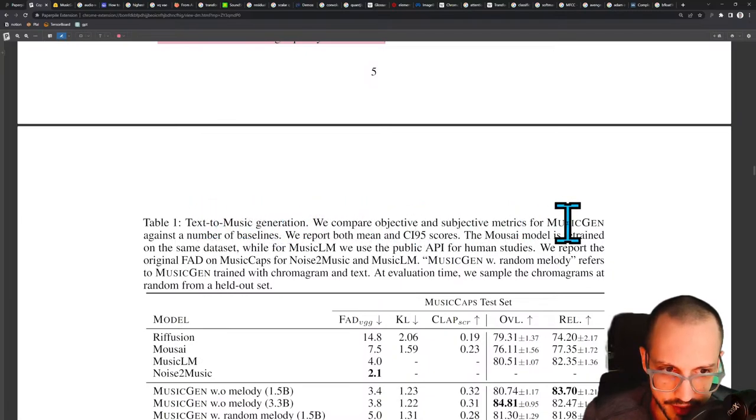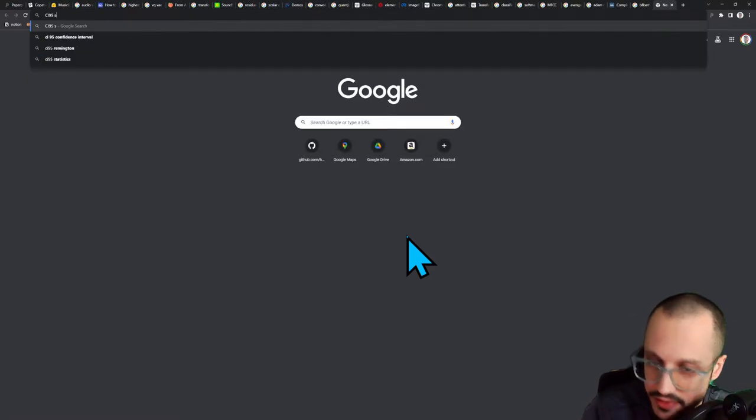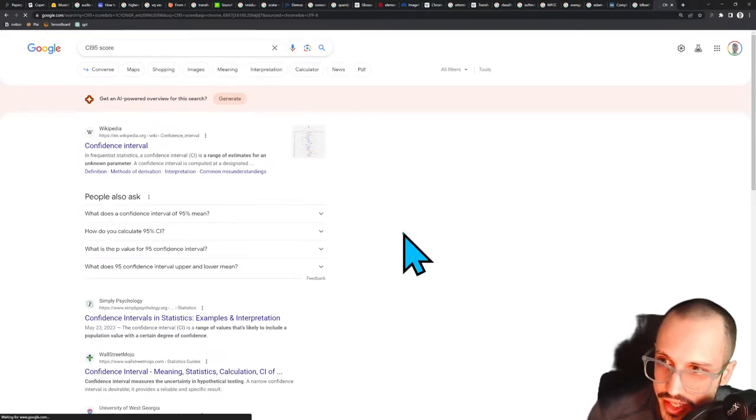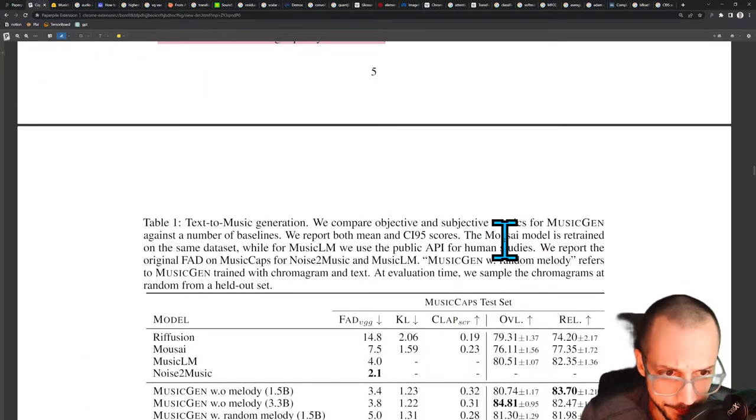We compare objective and subjective metrics. We report both mean and CI-95. I don't know what this is. What is a CI-95 score? Is that a confidence interval 95? Yeah, okay. I thought it might have been some weird music-specific thing. The Mousai model, this is another one I think we actually read as well, is retrained on the same data set. While for MusicLM, we use the public API for human studies.